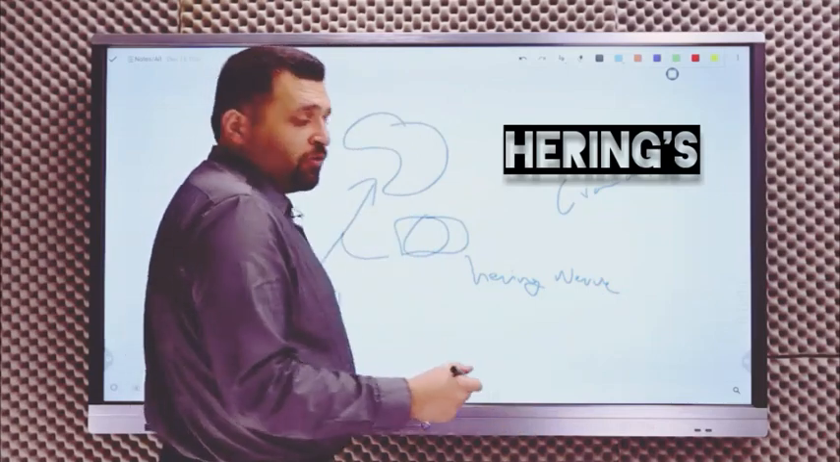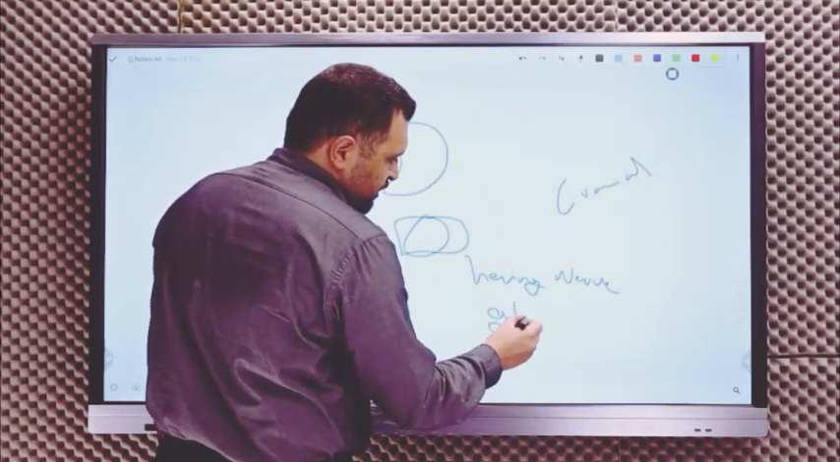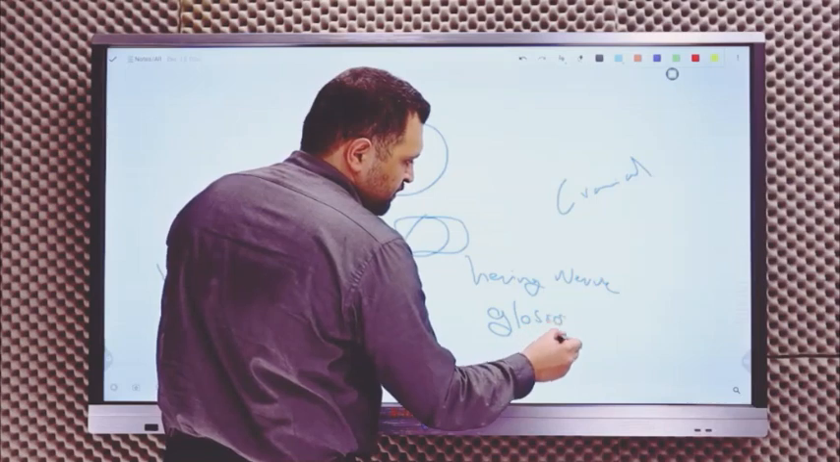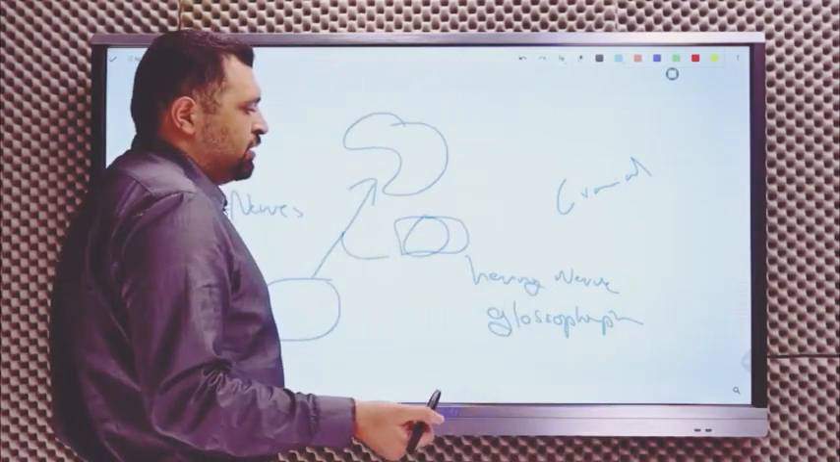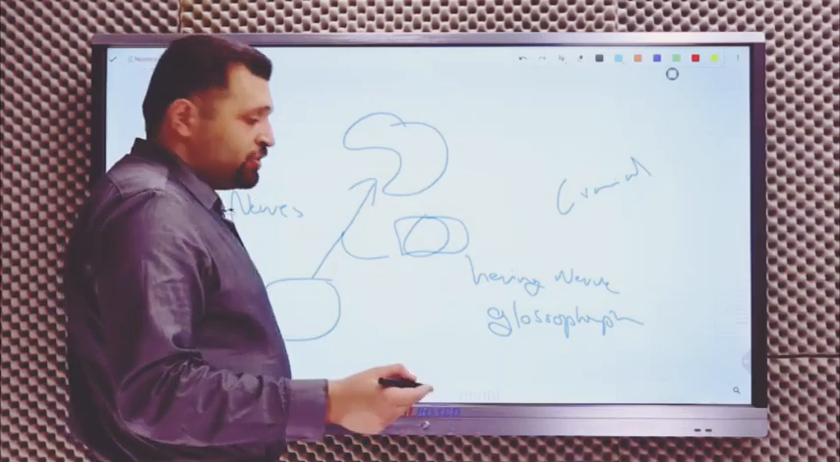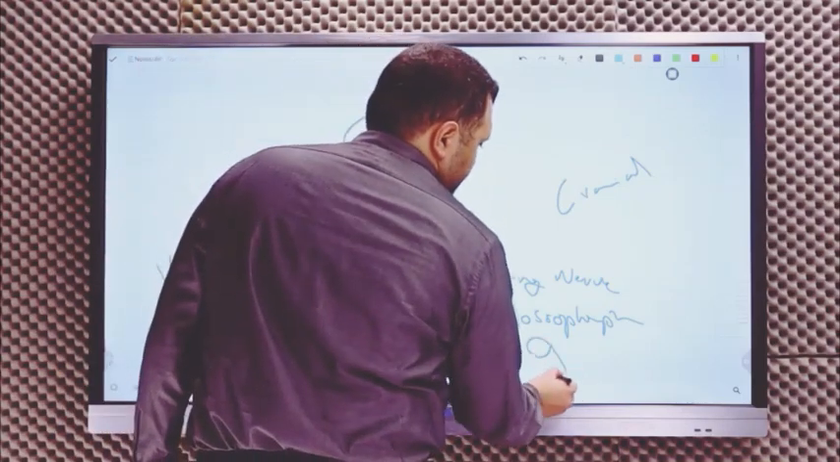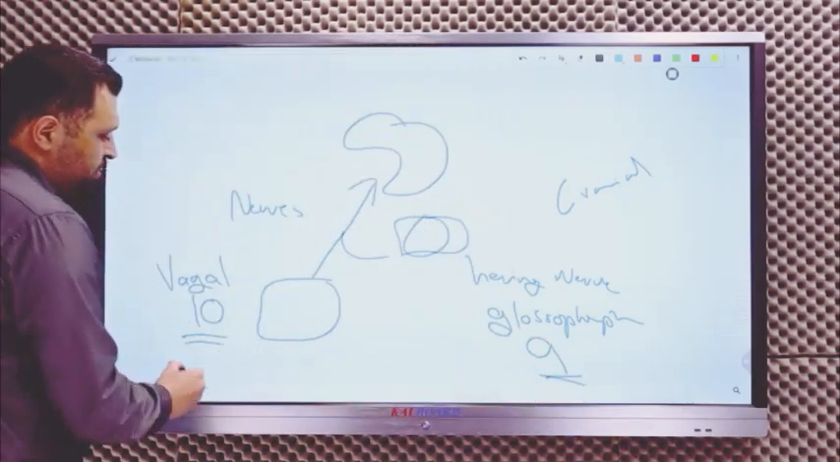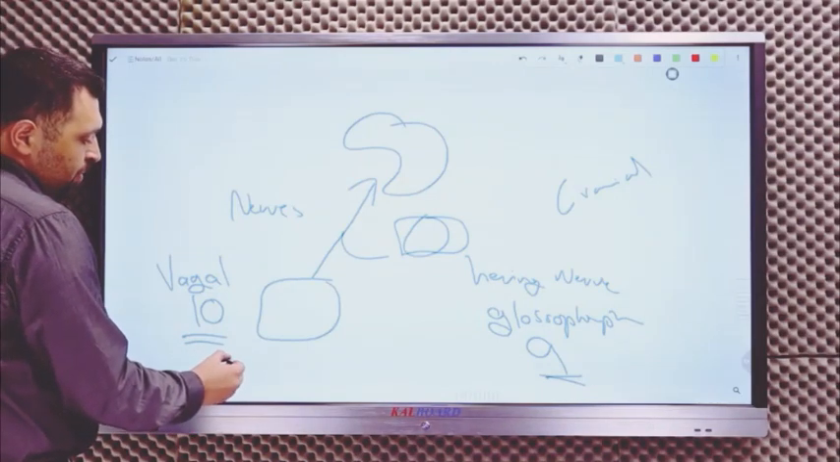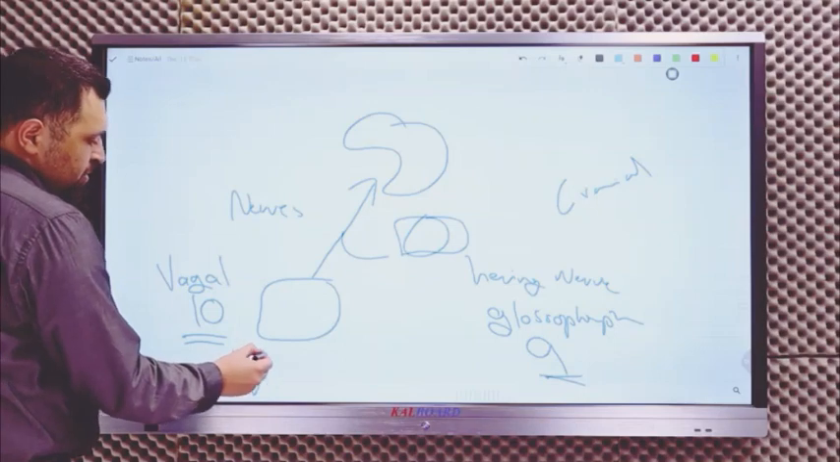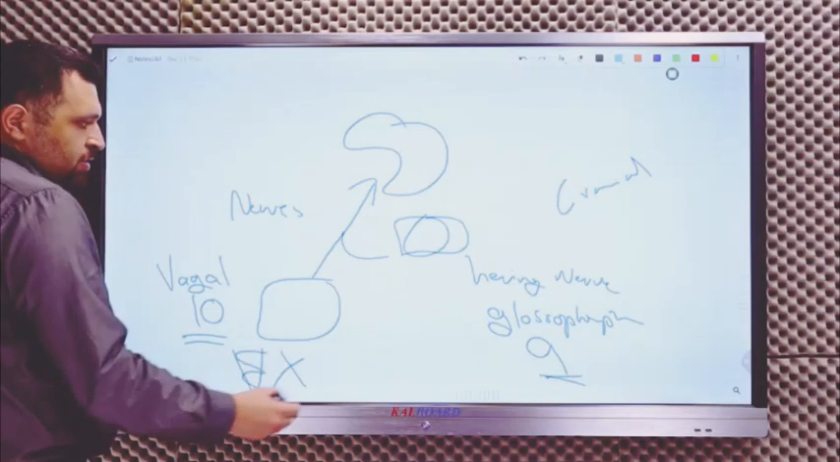which is part of the glossopharyngeal nerve. The glossopharyngeal nerve is number 9. Here we have Arabic numerals. In Roman numerals, they will be like this.